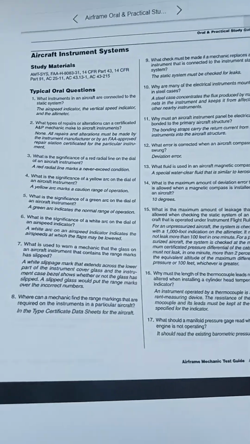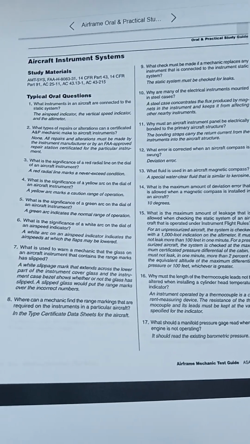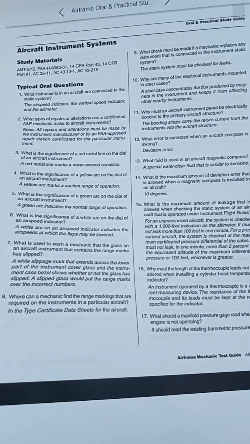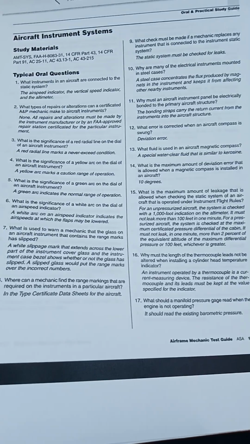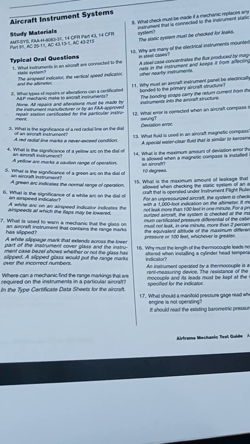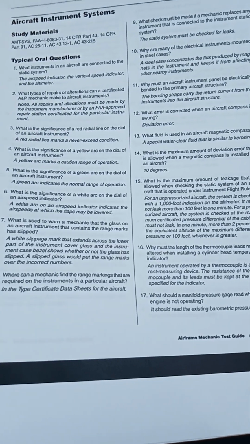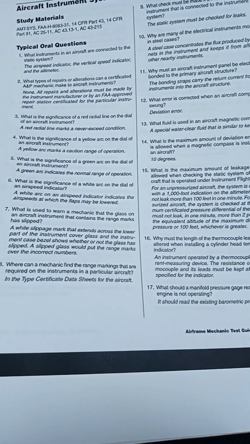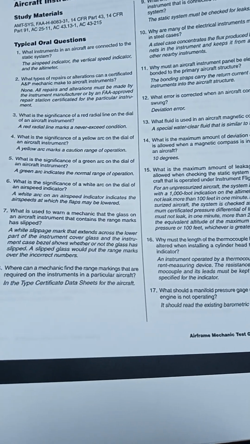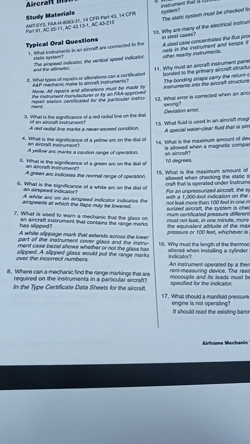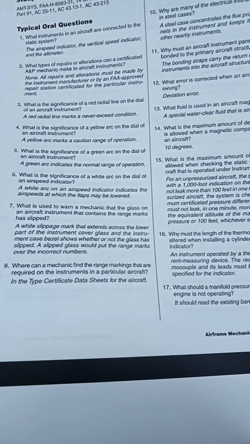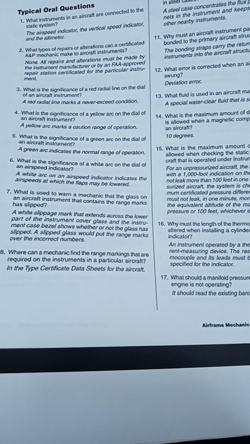Aircraft instrument systems. The instruments in an aircraft that are connected to the static system are the airspeed indicator, the vertical speed indicator, and the altimeter. What types of repairs or alterations can a certificated mechanic make to aircraft instruments? None. All repairs and alterations must be made by the instrument manufacturer or by an FAA-approved repair station certificated for the particular instrument. What is the significance of a red radial line on the dial of an aircraft instrument? A red radial line marks a never exceed condition.